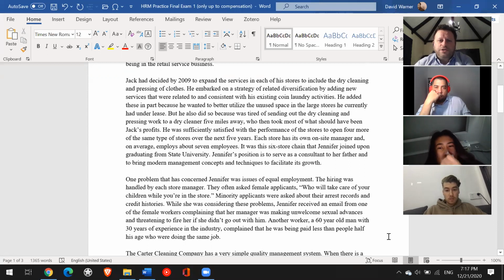He added these in part because he wanted to better utilize the unused space in the large stores he currently had under lease. But he also did so because he was tired of sending out the dry cleaning and pressing work to a dry cleaner 5 miles away, who then took most of what should have been Jack's profits.